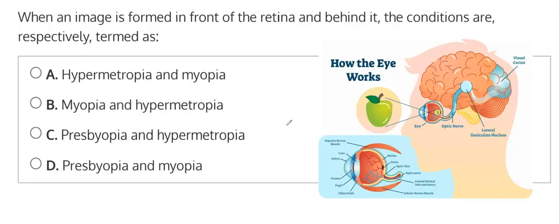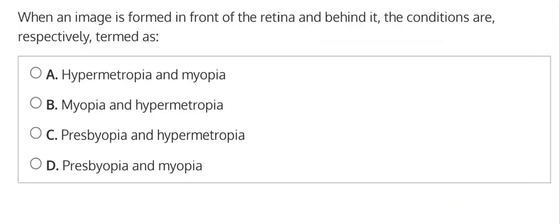And this question, when it is asking about these conditions respectively, this process of the image being formed in front of the retina and behind it are refractory errors. So this question is asking us which condition these errors are respectively. So for being formed in front of the retina, as well as the condition of being formed behind the retina. And we could best answer this question by just reviewing what all of these terms mean.